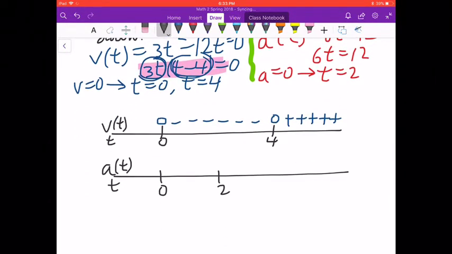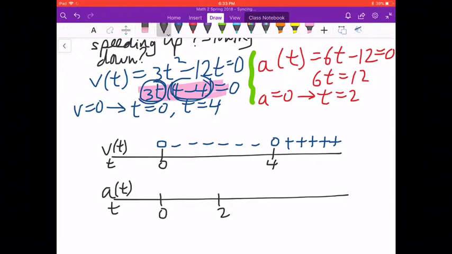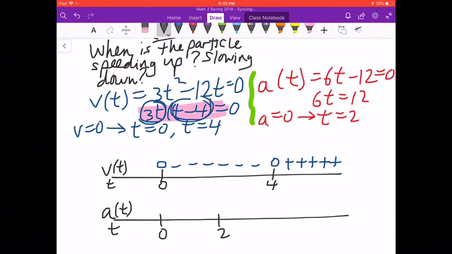So let's plug in some values of t. How about left of 2, which would be like 1. 1 goes in, you're going to get 6 minus 12, which is negative. So we're going to get negative signs over here. And of course, the acceleration is 0 here. Now, if we go to the right of 2, plugging in something bigger than 2, like a 3, we're looking at 18 minus 12, and that's going to be positive. So that'll be all positive out there.